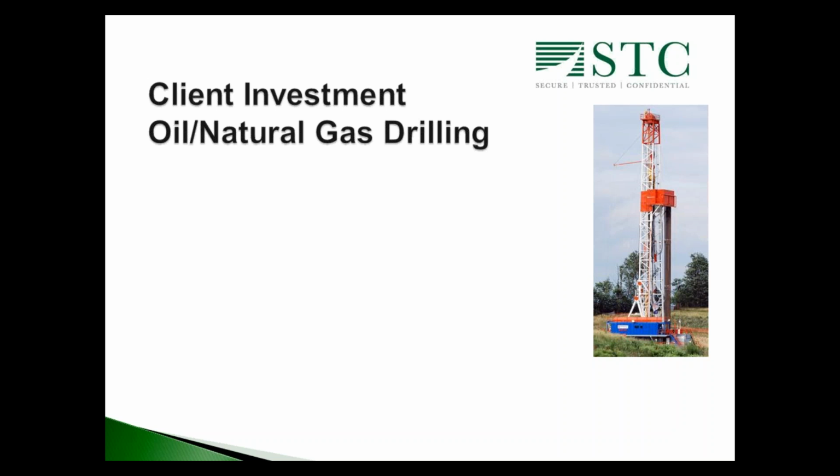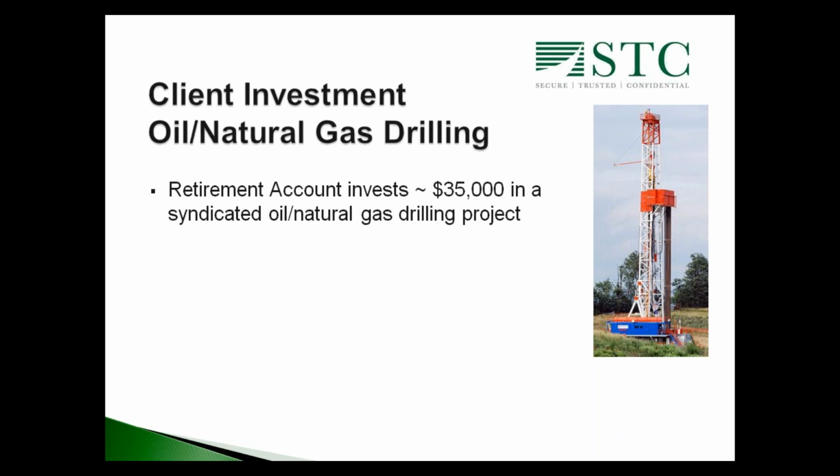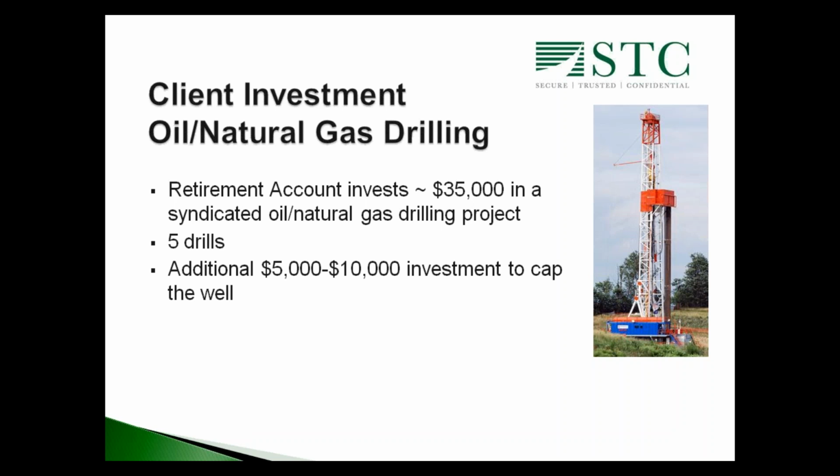This is another very interesting, different kind of client investment, oil and natural gas drilling. Now, this was a retirement account. The client invested $35,000 in a syndicated oil natural gas drilling project. Syndicated meaning a drilling company put it together and gets investors for the project. In this particular investment, the company was doing 5 drills. There would need to be an additional investment between $5,000 and $10,000 to cap the well if there was a strike on the drill. And the investment would be lost if no oil or gas was found.